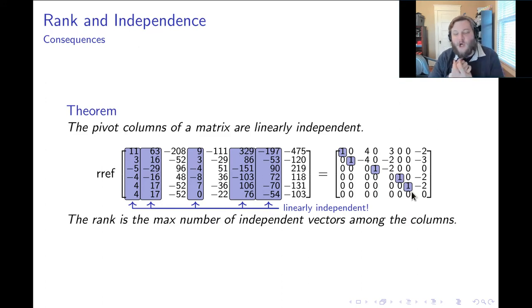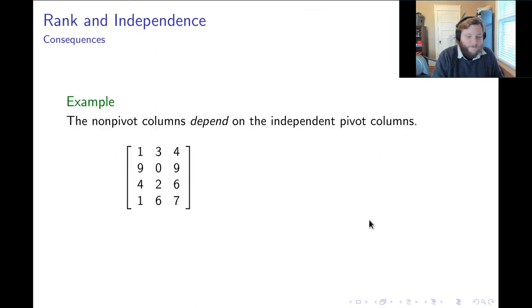And this gives us a new interpretation of the rank of a matrix. The idea is that if you just study different columns of the matrix, some of those columns might be linearly independent as a list of vectors. Other groups of columns might be linearly dependent. The rank of that matrix is the maximum number of independent vectors among the columns. So the important thing here is that the pivot columns of a matrix always form a linearly independent list. And the takeaway from all of this is that the non-pivot columns depend on the independent pivot columns.